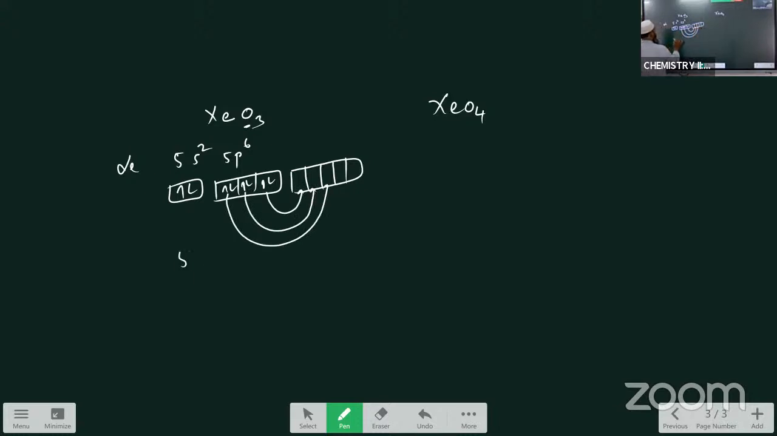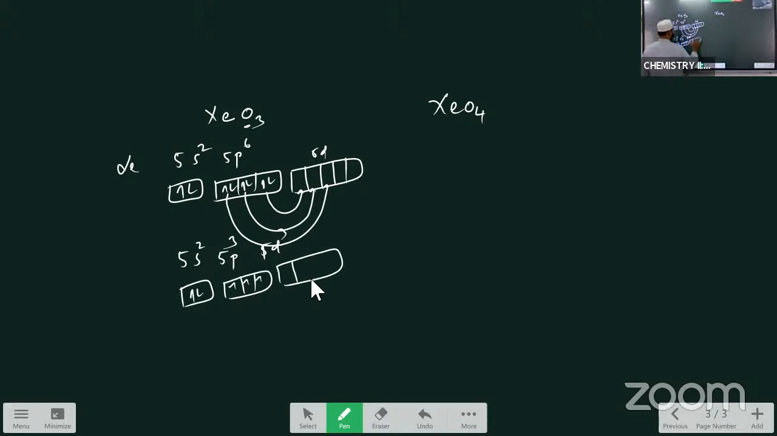Third excited state configuration is 5s2, 5p3. We are removing 3 electrons. We are transferring these 3 electrons into the d orbitals, 5d orbitals. Now then, this is the 5d3 configuration. So 5s2 like that only. Now next 5p3, 1 2 3, 5d3, 1 2 3.